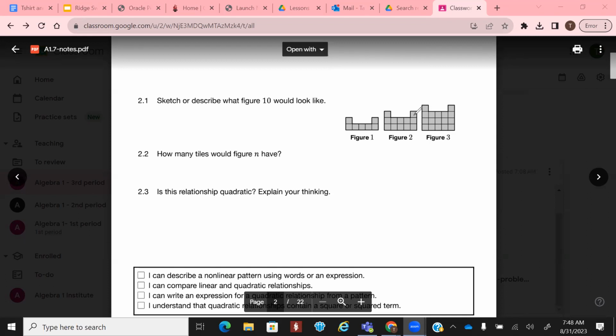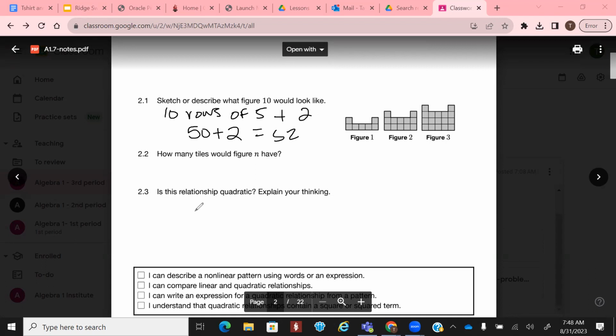How many rows of 5 are we going to have? Okay, so we would have 10 rows of 5 plus 2 at the top, right? So that would be 50 tiles plus 2, which would be 52, right?